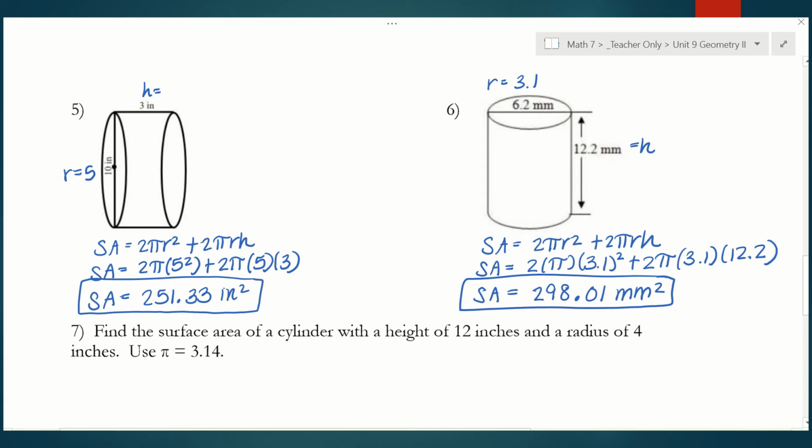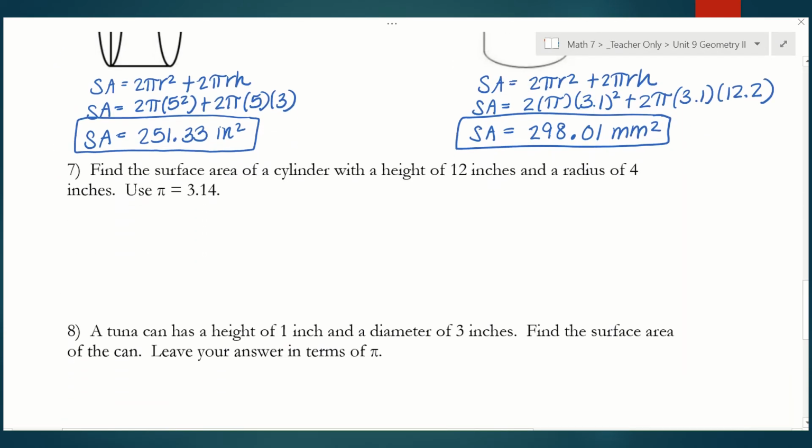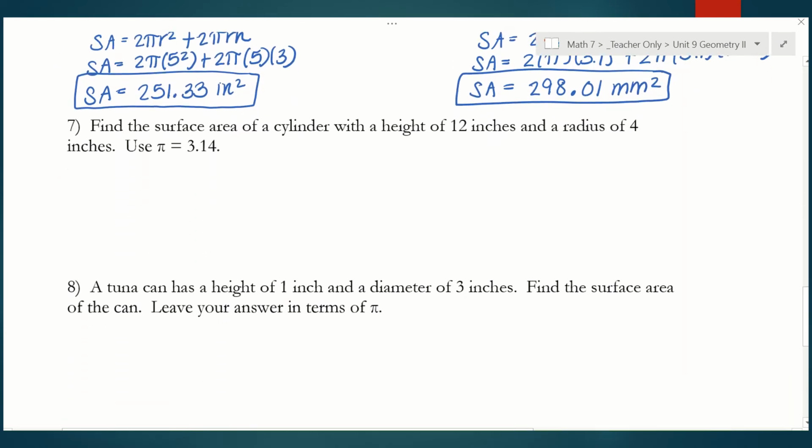Okay, so those are some straightforward questions on how to find the surface area of a cylinder. So let's look at some that are written out. Number 7 says, find the surface area of a cylinder with a height of 12 inches and a radius of 4 inches. Use pi equals 3.14.